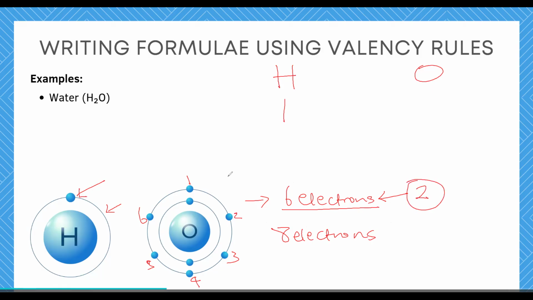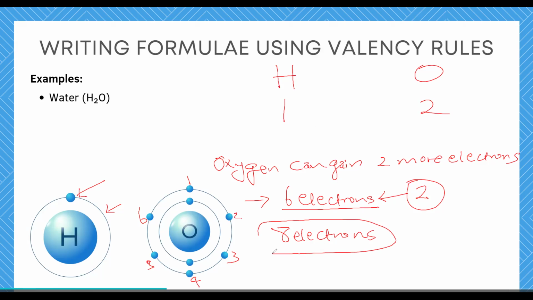So that means oxygen can gain two more electrons. That tells us that the valency of oxygen is two. Because oxygen can gain two more electrons for it to have eight electrons in its outermost shell. That is its valency. Did you understand that? Yes, sir. Are you sure you did?